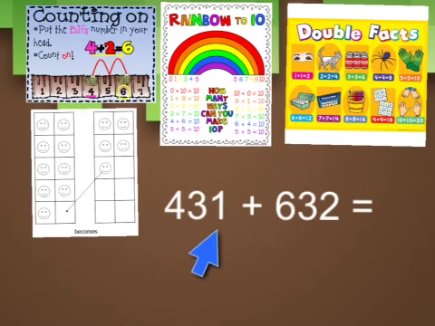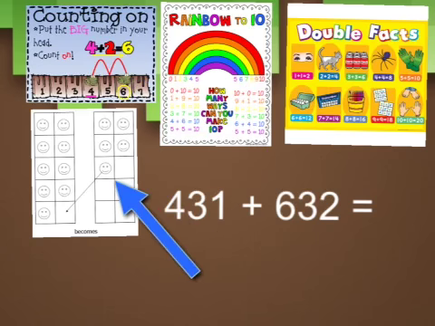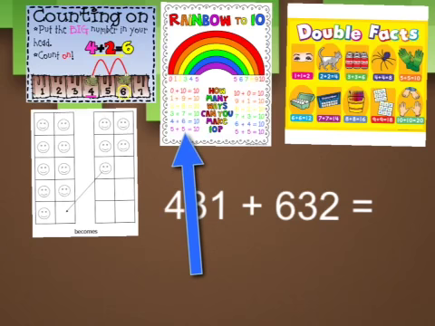Next we're going to partition this number and add them together. What I want you to do now is have a look for any of these rainbow facts, double facts, counting on or bridging to 10 strategies in these numbers. Let's have a look at the hundreds first. There's a 4 there and a 6 there. A 4 and a 6. Does your brain start thinking of a strategy that you could use to add 4 and 6 together? Hopefully you're thinking of the rainbow facts. 4 and 6 make 10.